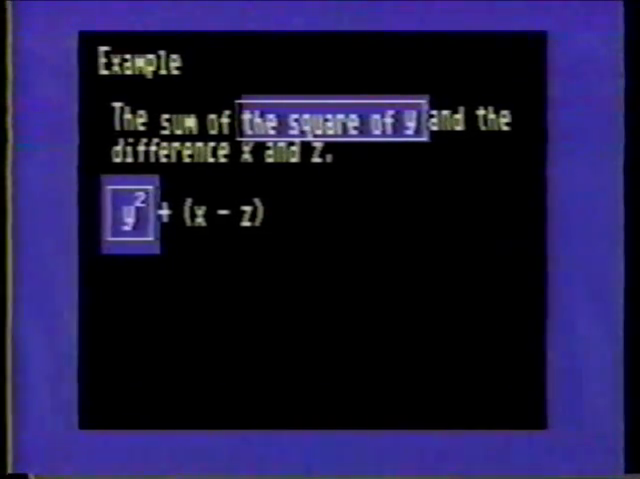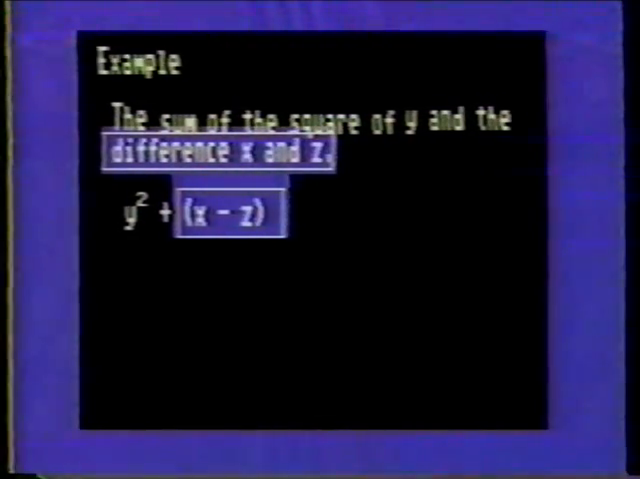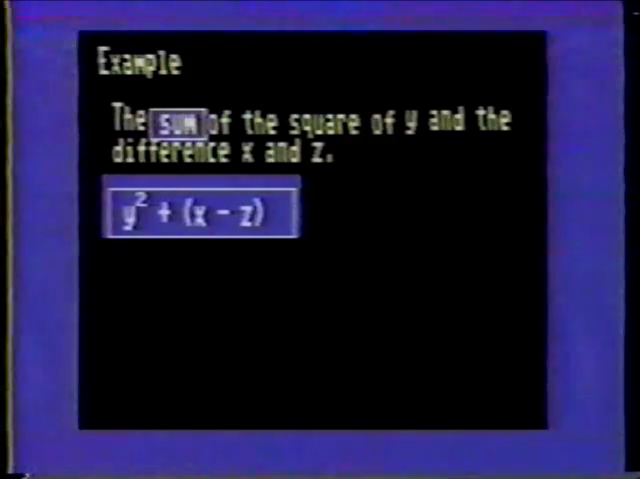The sum of the square of y and the difference of x and z. The square of y is y squared. The difference of x and z is x minus z. Thus, the sum of the square of y and the difference of x and z is y squared plus x minus z.